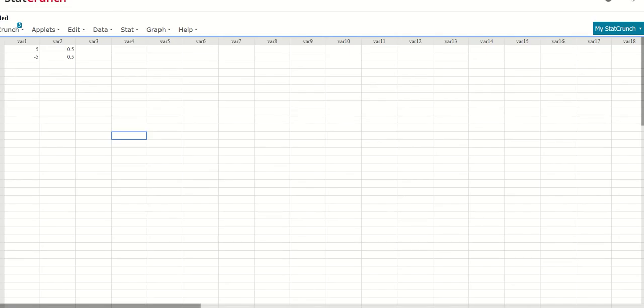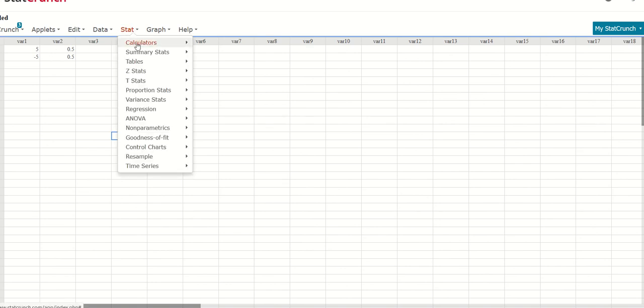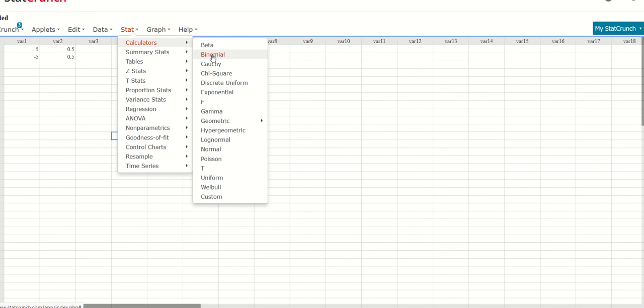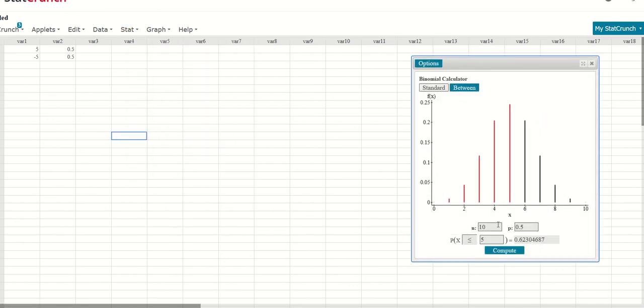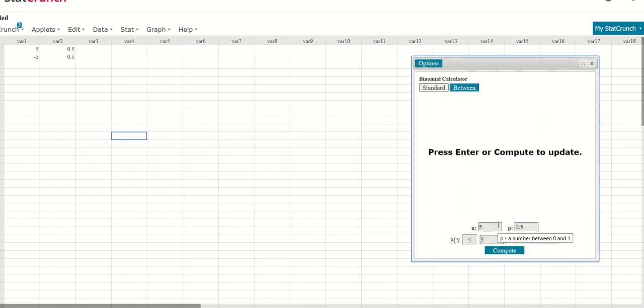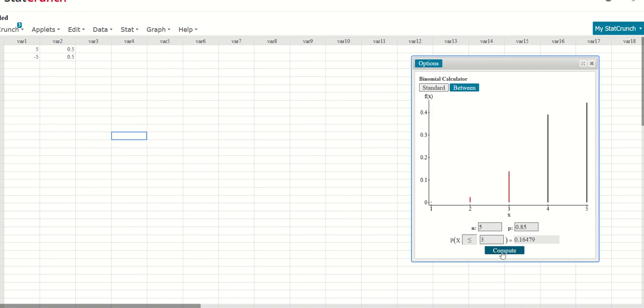Of course, you can always use StatCrunch to find the binomial probability value. You go to Stat, Calculators, Binomial, and n, in our case, is 5, p is 0.85, and we want to know the probability of X less than or equal to 3, and here's the value, 0.16479.